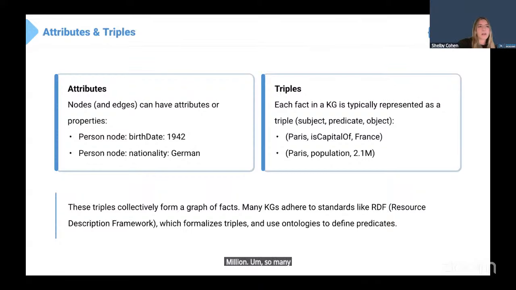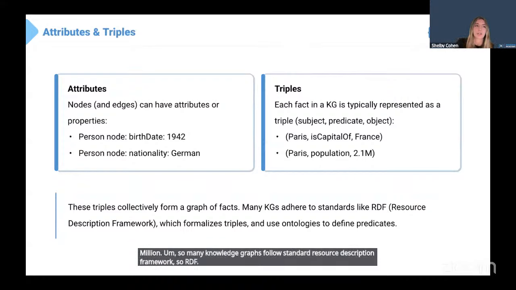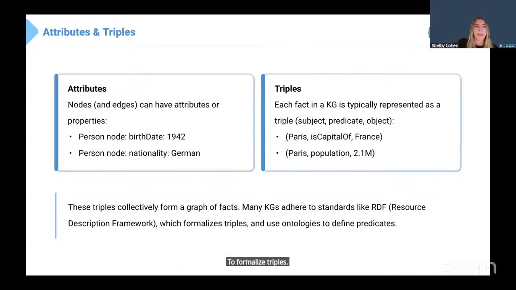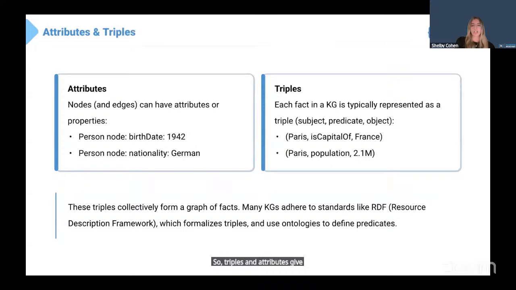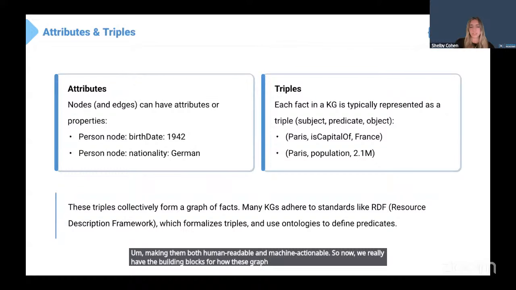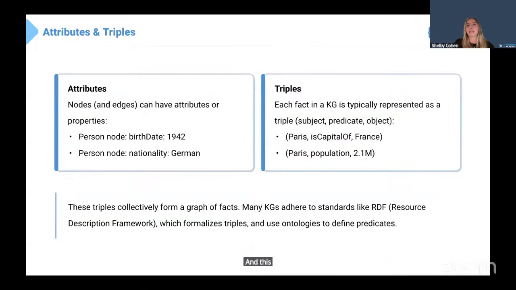So many knowledge graphs follow the standard Resource Description Framework, or RDF, to formalize triples. And this defines the predicates and relationships, which ensures consistency across the graph. So triples and attributes give knowledge graphs their structure and richness, making them both human readable and machine actionable. So now we really have the building blocks for how these graphs feed into retrieval systems, and this sets the stage for combining knowledge graphs with LLMs in GraphRAG for structured multi-hop reasoning.